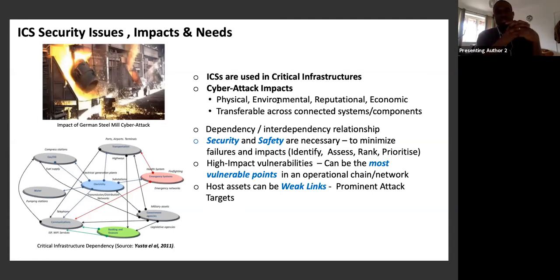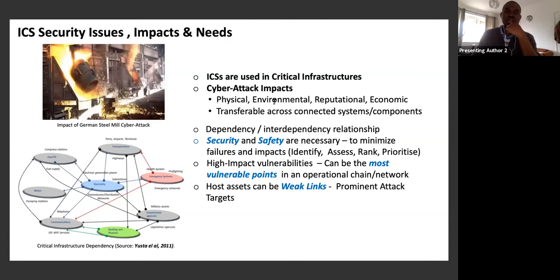We also observe that as a result of these attacks, there is a level of interdependencies between most of these critical infrastructures, because we've got ICSs, and these ICSs are typically used to control this kind of critical infrastructure. So we see dependencies where an impact on one system tends to ripple down onto another system, and so the impacts actually flow. And so we thought there is a need in this kind of scenario for security, and most especially for safety, which is necessary in order to minimize the failures and the impacts.